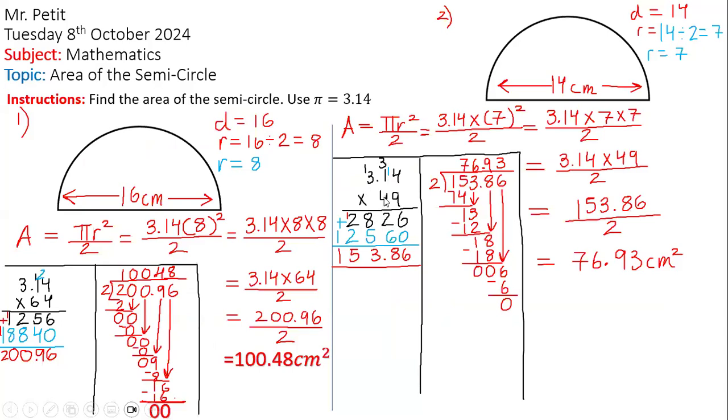So we use 4. We put the 0 as a placeholder. And then we have 4 times 4, which is 16. Put the 6 down, put the 1 up. 4 times 1 is 4, plus 1 is 5. And then 4 times 3 is 12. And so that's how we got this bottom number to add to this top number.